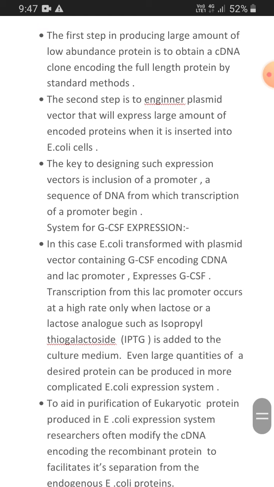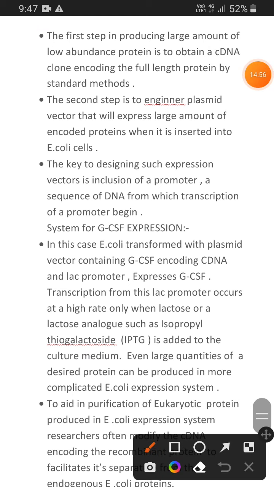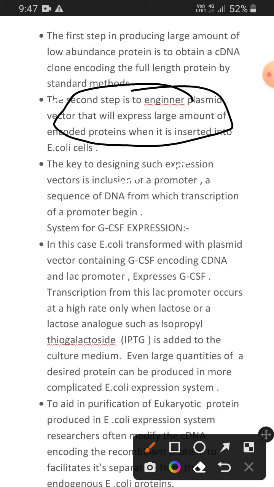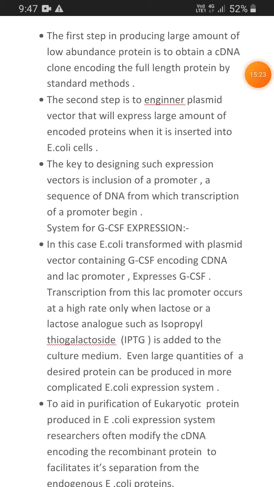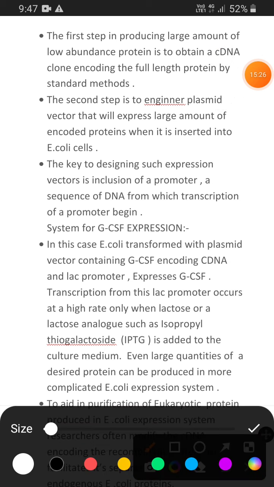Now the second step is to engineer a plasmid vector that will express a large amount of the encoded protein when it is inserted into the E. coli cell. That means here we are going to choose our vector on the basis of the host cell that we are going to use, right? And the plasmid should have the promoter that is suitable in that case. So here the vector is obviously the expression vector.